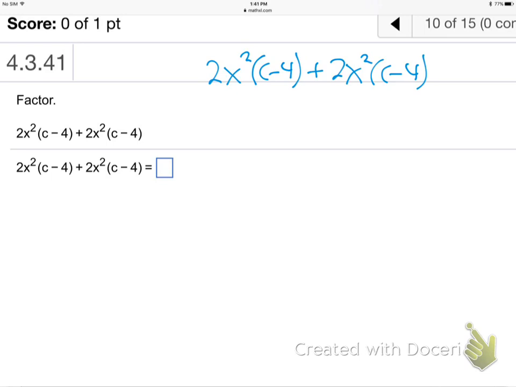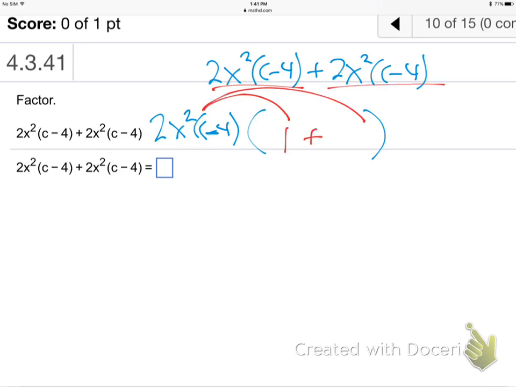So what do they have in common? Everything. They're twins, right? So put everything in the front and start a new set of parentheses. This is going to be kind of dumb. What goes on the inside? Whatever works. 2x squared times c minus 4 times what? Well, 1, because it's identical. And 2x squared times c minus 4 times what? Well, 1. It's kind of dumb, huh?